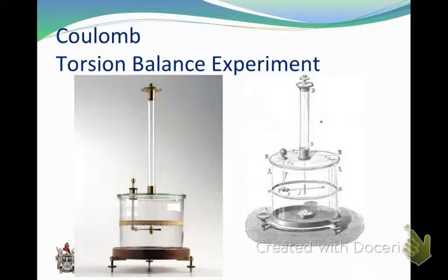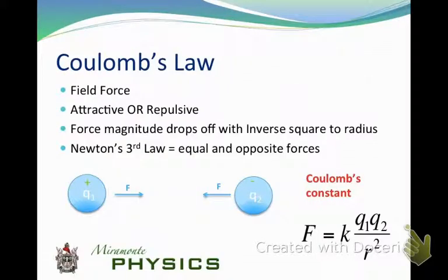Okay, so Coulomb, using the same principle that Cavendish did, set out to put charges on these little balls and then measure the torque that caused the twisting. From the torque that caused the twisting, you could calculate the force between them, and then he studied how the forces depended on the different charges in the different balls, and he came up with a constant value. Okay, so this is Coulomb's law.